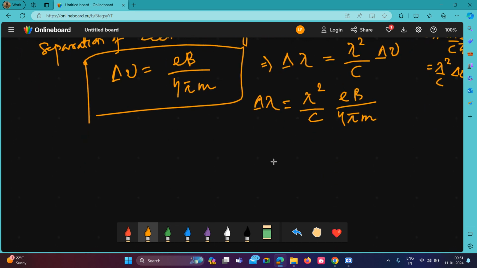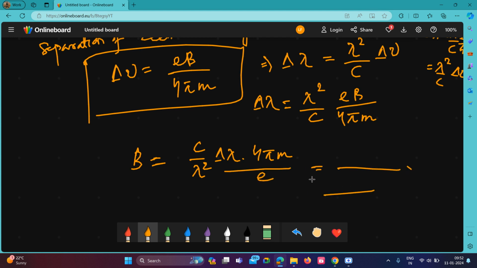So from here we need the minimum magnetic field. Magnetic field B is equal to c by lambda square, del lambda, 4 pi m by e. Just put the values, and we will get the answer.